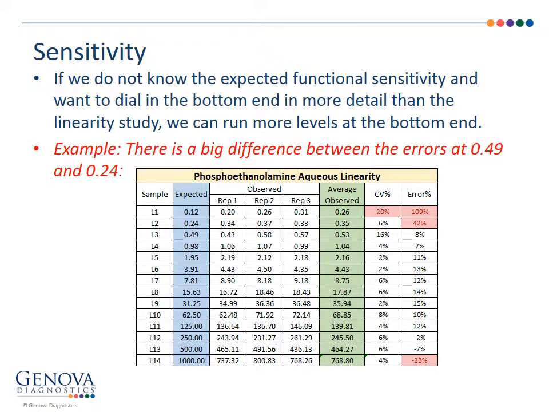And at this point, it really does depend on whether this particular analyte, phosphoethanolamine, is clinically relevant at the bottom end or not. And that's something that we'll work with the lab directors to discuss. So it could be that they're fine with this and we just set it at 0.49 and we move on with life. Or they may say, let's dial it in a little bit more. So how do we do that?